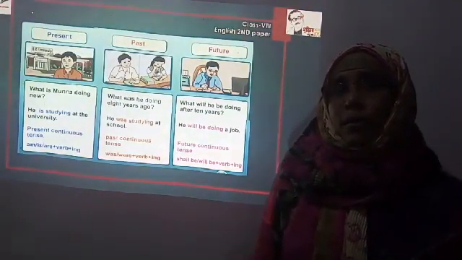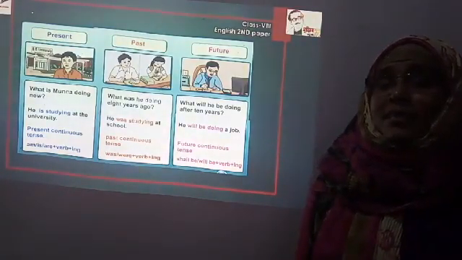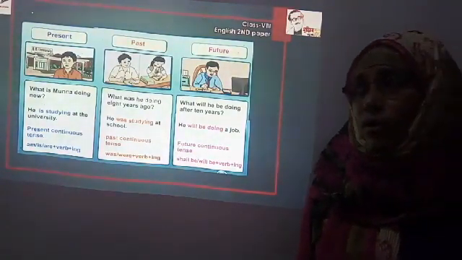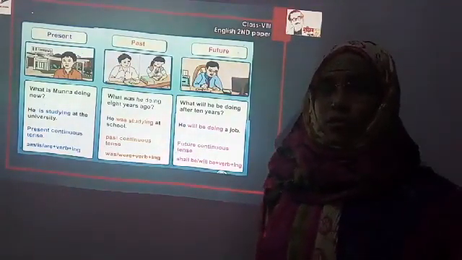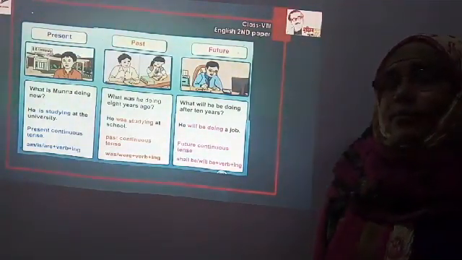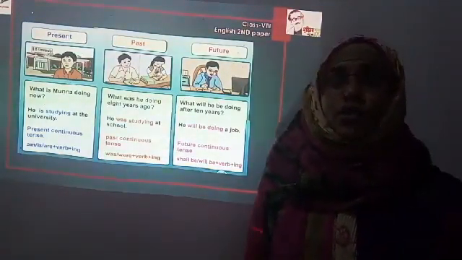You will change the auxiliary verb. In present tense, what will be the auxiliary verb? Am, is, are. In the past tense, what will be the auxiliary verb? Was, were. In the future tense, future continuous, you will just use shall be, will be.